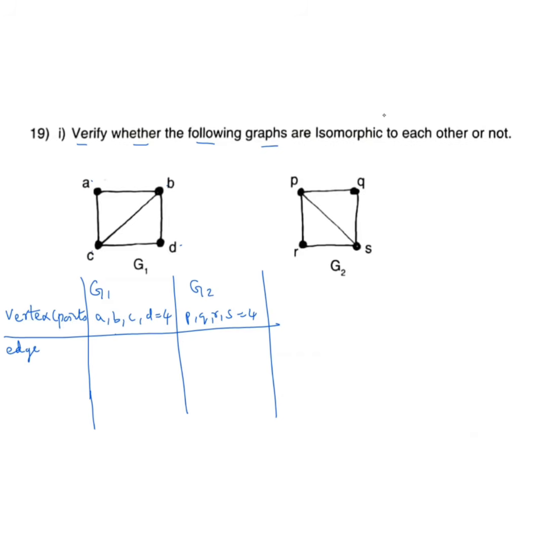Edges means lines. How many lines do we have here? We have A to B, then B, D, then D, C, then C, A, and then B, C. So we have 5 edges.